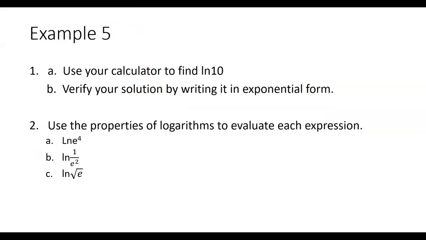All right, so let's go ahead and do number 2. Use the properties of logarithms to evaluate each expression. So when you have ln here and e here, those are opposites, so they cancel each other out. That is property number 3. And so the answer is 4.